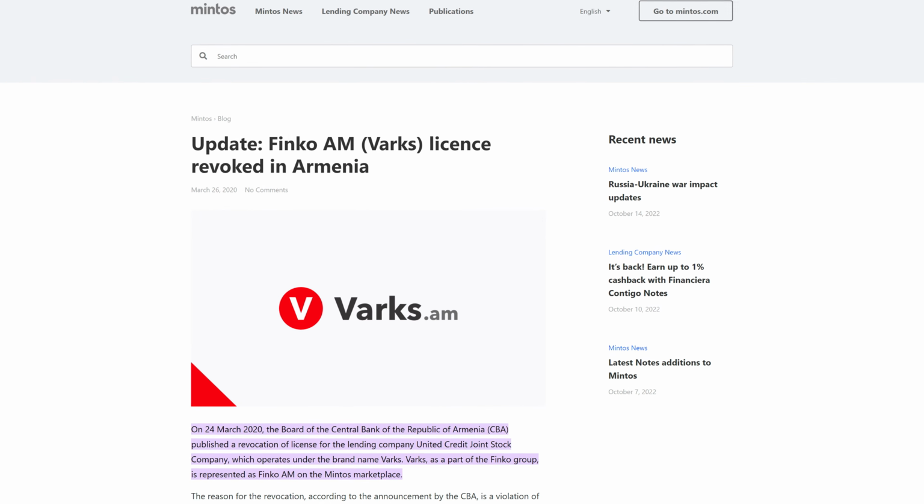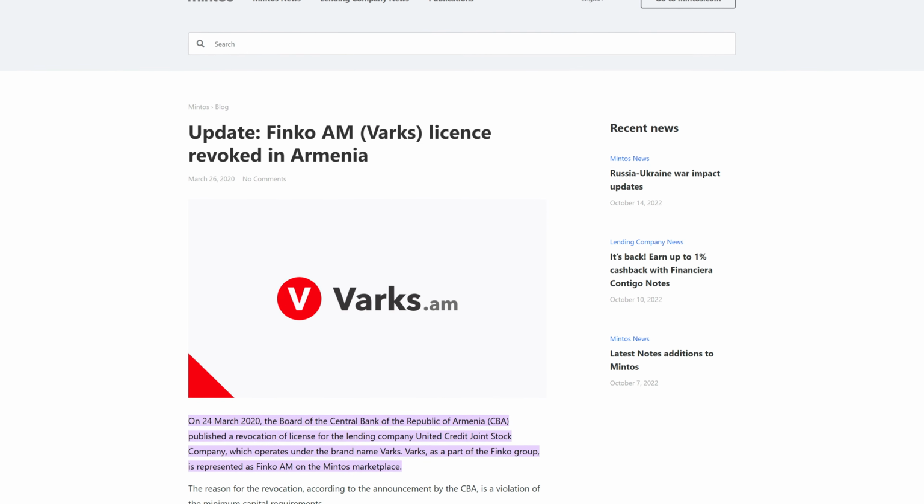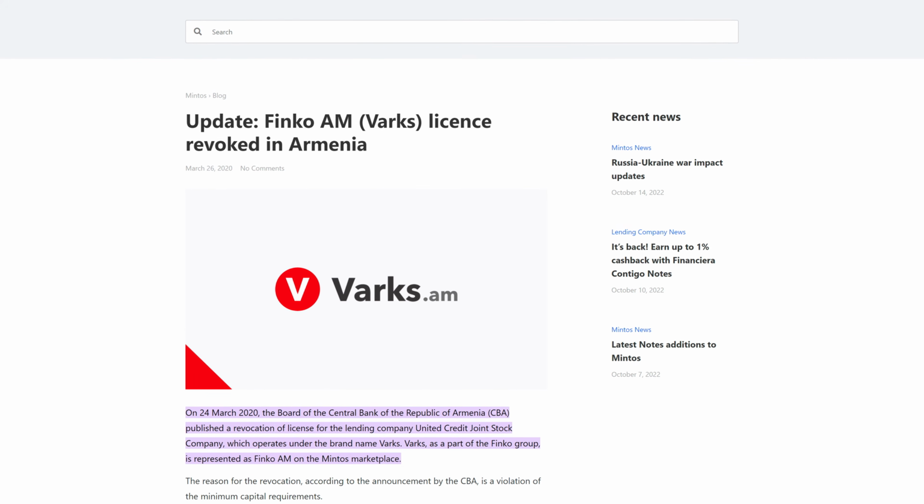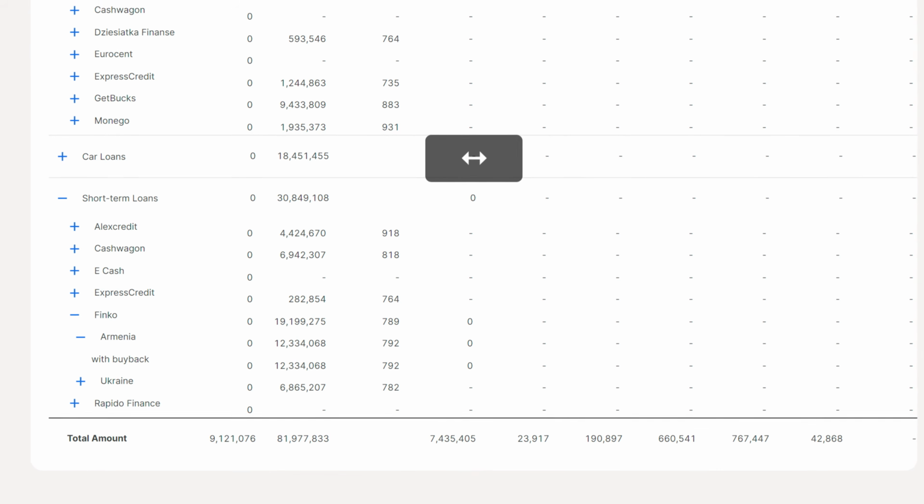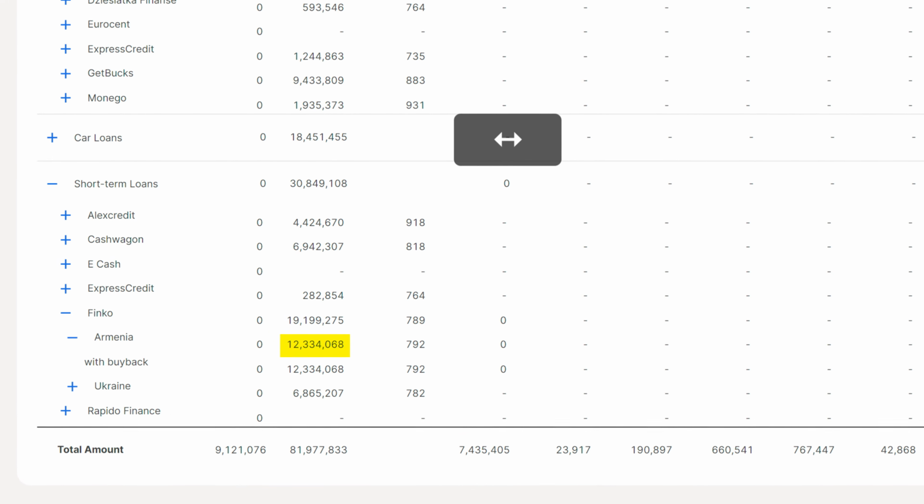We have also witnessed the revocation of a lending license in Armenia from the lender Varks, which is owned by one of the shareholders of Mintos. Whether lending companies and marketplaces should be held responsible for such situations is up for discussion. The fact is, however, that investors are the ones paying for it. It's been more than 2 years since the lender got suspended on Mintos, and more than 12 million euro of investors' funds are still locked.